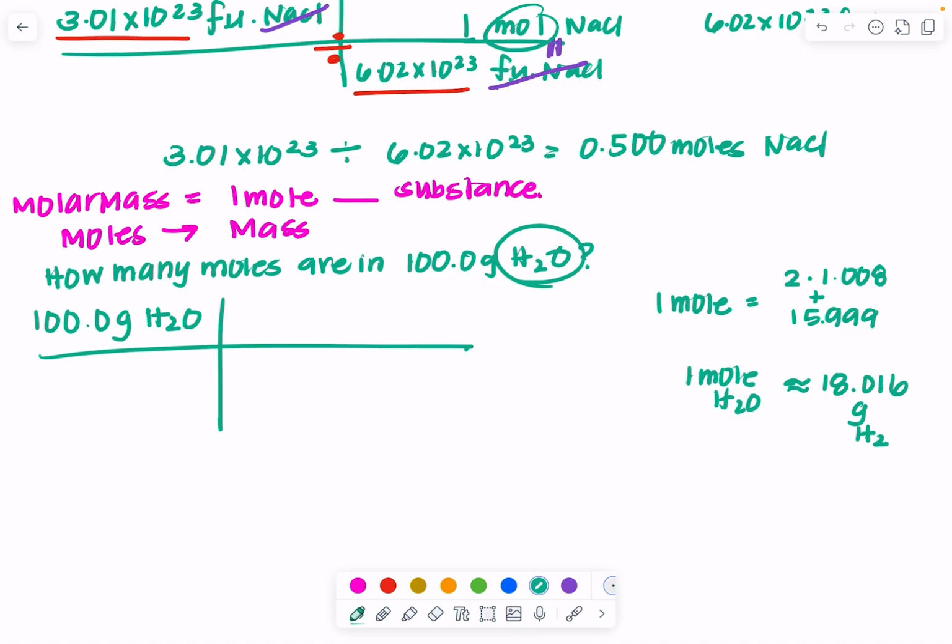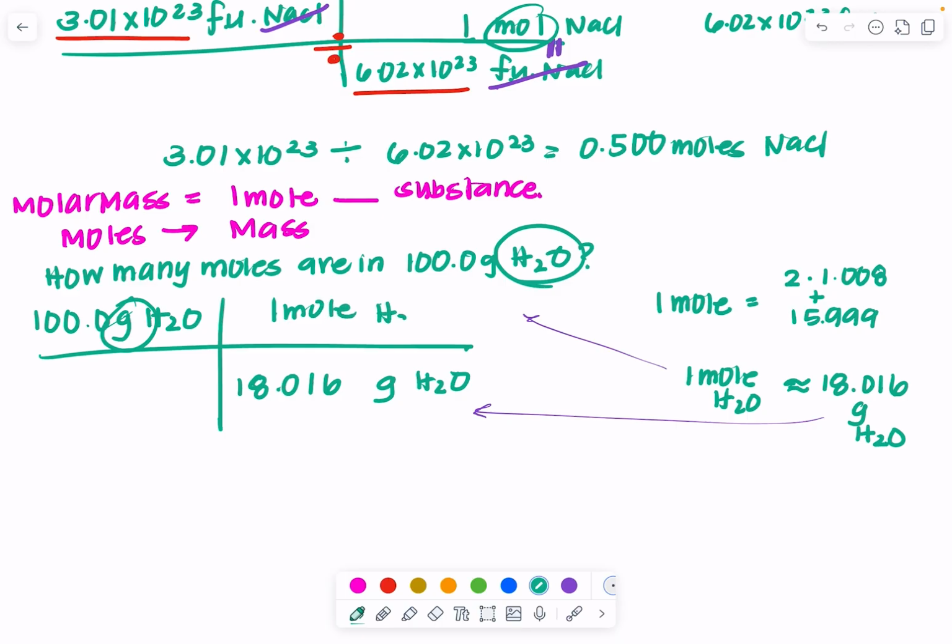grams of H2O. Okay. Now I have grams on the top here, so one of these is going to go here, one of these is going to go here. The question is, where do they go? Grams is on the top here, which means grams should be on the bottom here. So it's 18.016 grams of H2O over 1 mole of H2O.